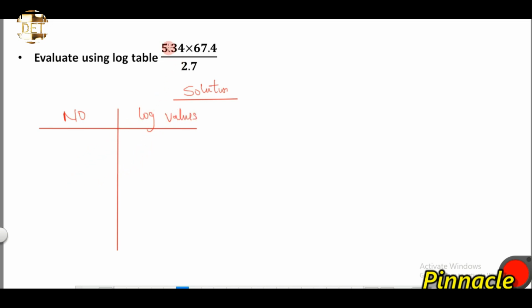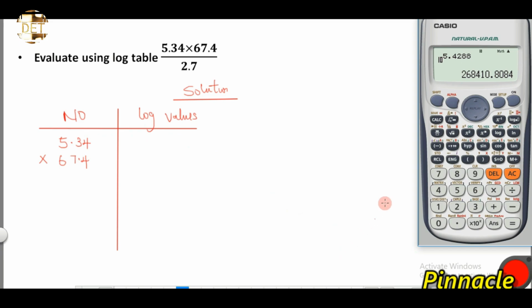So the first number I have here is 5.34, and it is multiplied by 67.4, so it's times 67.4. So I'll look for the log value of 5.34. I'll bring out my calculator and look for the log value of 5.34. So log 5.34 is equal to 0.7275.